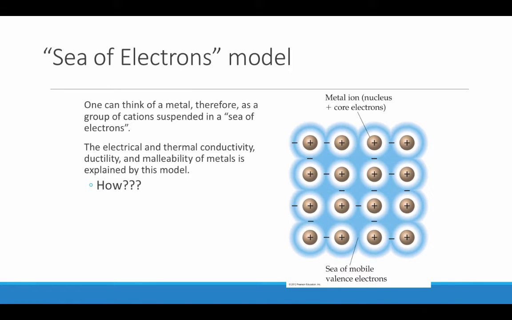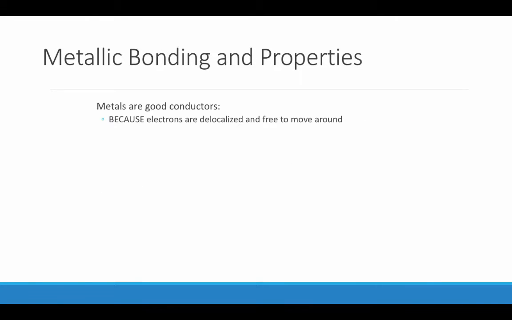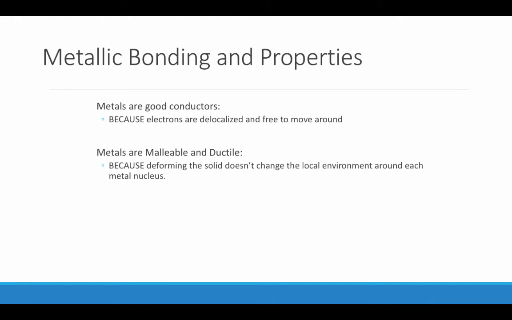The electrical and thermal conductivity, ductility, and malleability of metals is explained well by this model. So, in summary, metals are good conductors because their electrons are delocalized and free to move around. And metals are malleable and ductile because deforming the solid doesn't change the local environment around each metal nucleus. The atoms can move slightly.